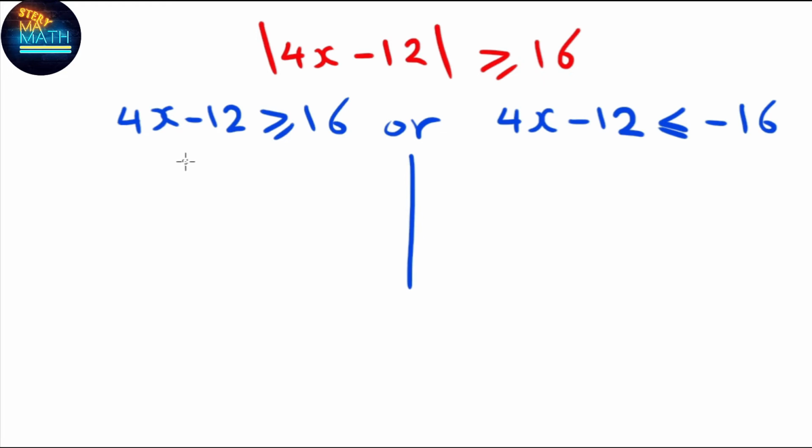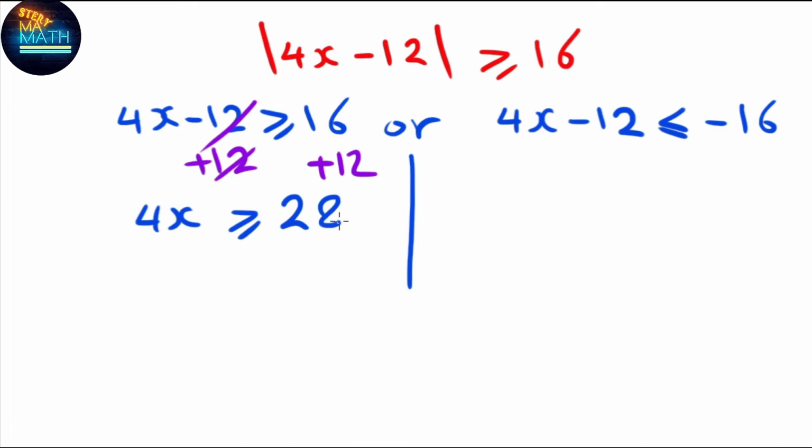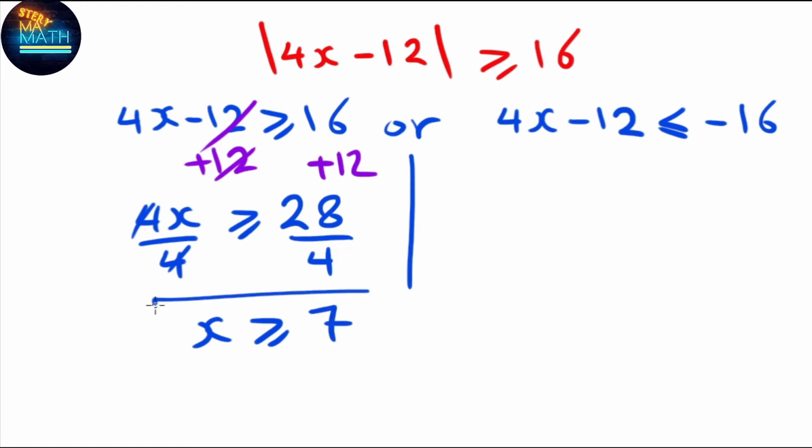The first inequality, I will add 12 to both sides. So 12 will cancel 12. So 4x is greater than or equal to 16 plus 12 is 28. And now I can divide by 4. So x is greater than or equal to 28 divided by 4 is 7.